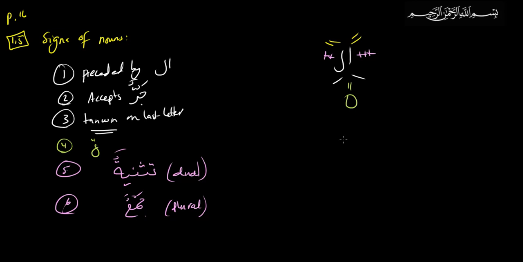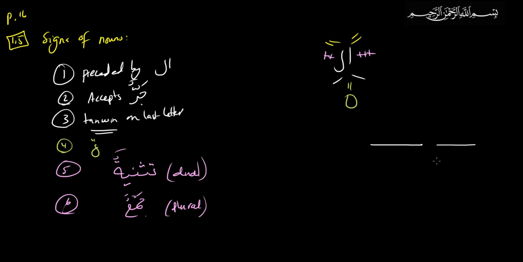So that gives you, so far, how do you recognize a noun? It has al at the beginning. It accepts the kasra. It can take tanween. It has a ta marbuta in the end. It's a dual. It's a plural. Okay, so that kind of looks like the face, by the way. So number seven. So there's 12 ways. And then to remember, I write this.